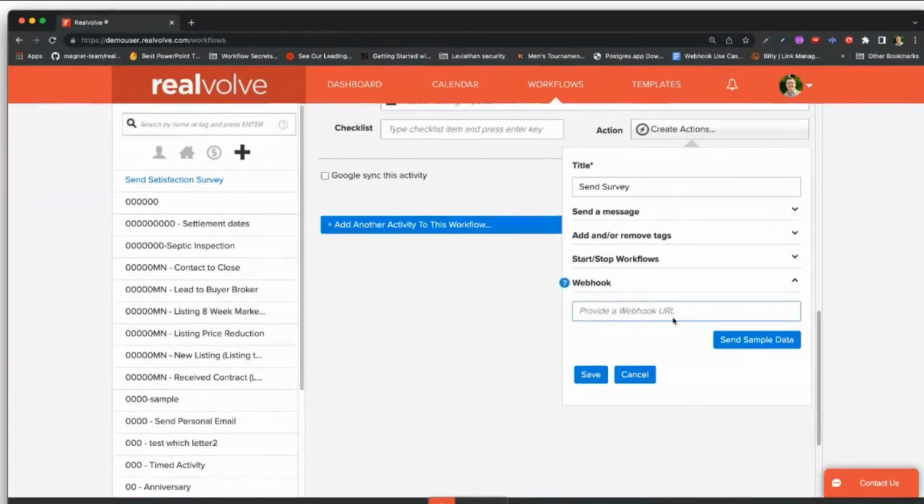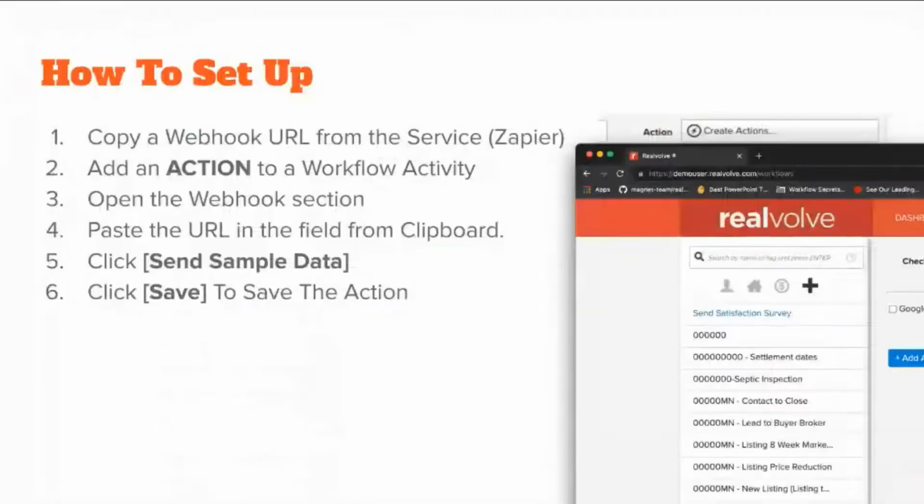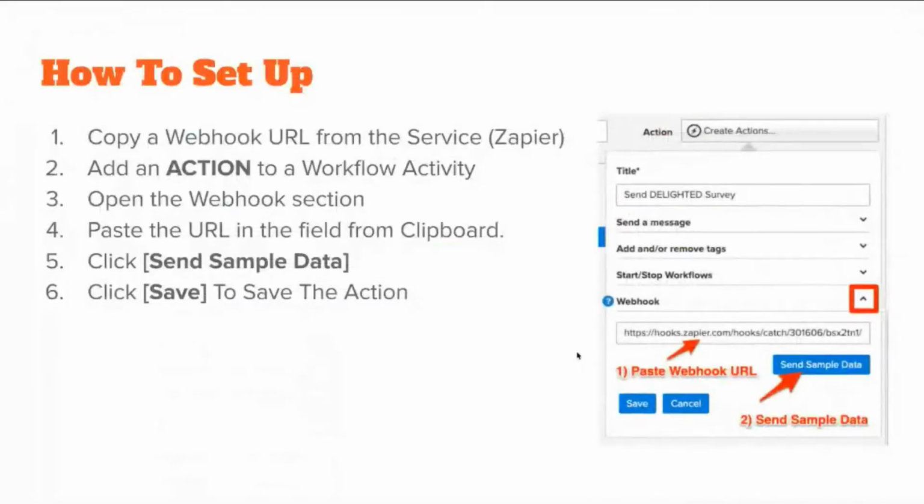At the same time you paste it in, you can also click send sample data. What that will do is take the data that we have pre-assembled to send to this webhook and blast it out to them. And you need that for this next step. So that's what this is about: creating that activity, creating the action on that activity, giving it a name, putting in the webhook URL, and sending the sample data.